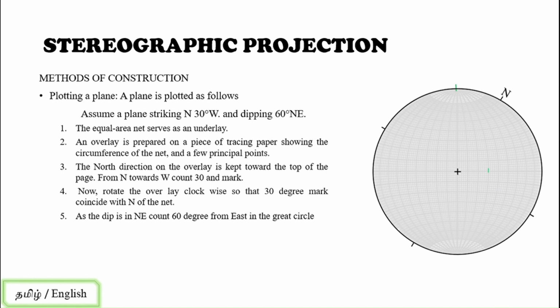After that, we have to trace the great circle from north to south through that marking. So this will appear like this, and that's it. So we have plotted this planar feature, which has a strike of north 30° west and a dip of 60° northeast, in this stereographic projection.